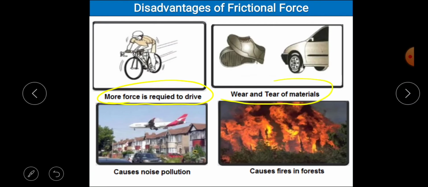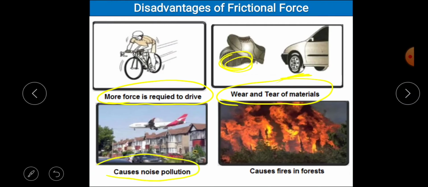Next is wear and tear of materials, like the soles of our shoes and the grooves on the tires. As we keep on walking on the surfaces or on the roads, and the tires keep on going on the surface, what happens? This frictional force leads to wear and tear. That means the grooves become smooth, and hence we have to buy new tires or new shoes. Otherwise, it will be very slippery for us to walk or to drive.